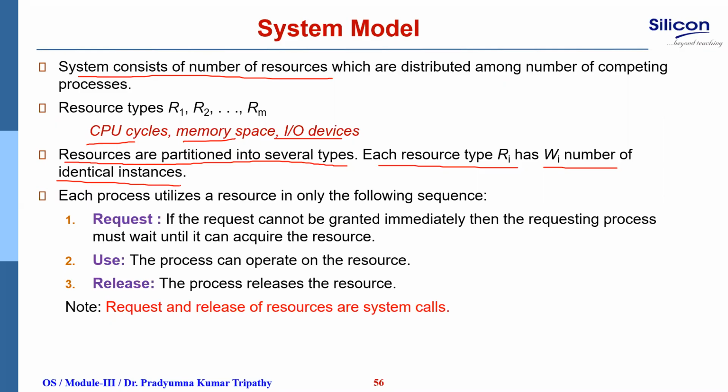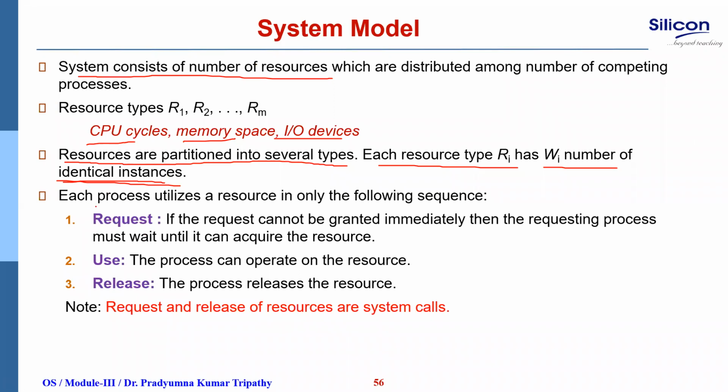Correct? First, the resources are of different types. Memory is one type, the hard disk is another type, the printer is another type. There are different types of resource. The second is how many of those resources are there? How many hard disks are there? How many printers are there? That is how many identical resources are present.